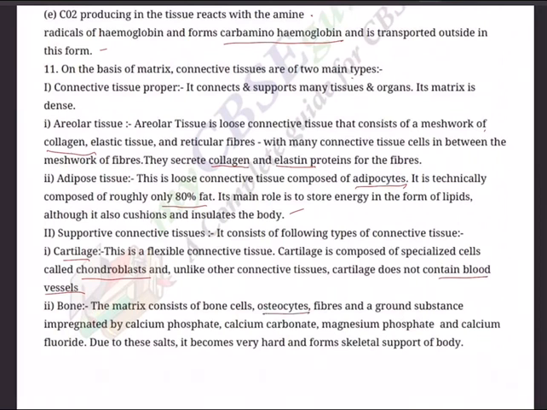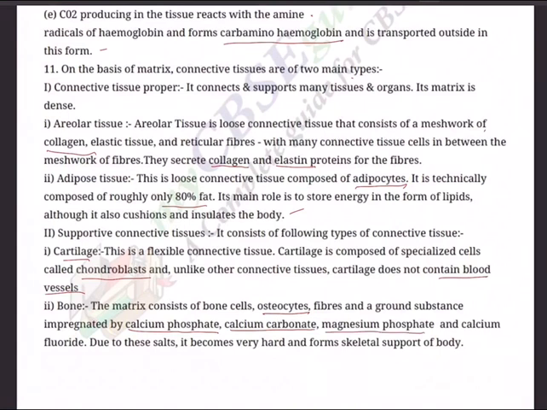Next, bone. The matrix consists of bone cells, osteocytes, fibers and ground substance impregnated by calcium phosphate. That's why if our bones have to be strong, we need to consume foods that are rich in calcium. But at the same time, we need to take precautions also, because higher the calcium intake, there is a possibility of kidney stones. So you need to balance both.